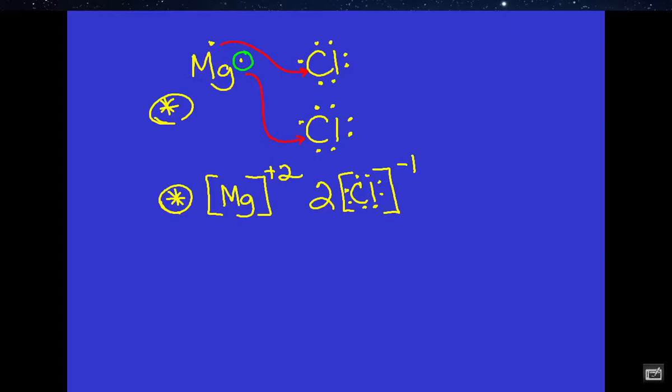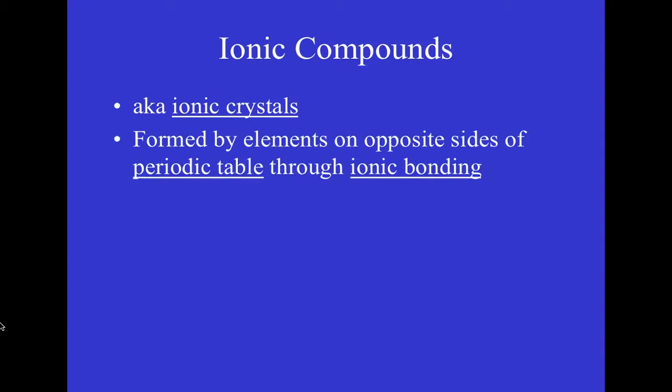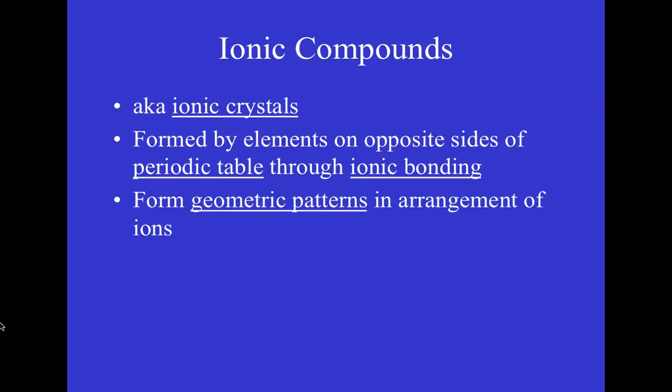Now, we do have some more practice that you're going to be working with, but before we do that, let's finish up talking about ionic bonds and some of their properties. Sometimes ionic compounds are called crystals, and that relates to the structure of how the ions are arranged. Ionic crystals and compounds, remember, are formed from elements on opposite sides of the table through ionic bonding. They're called crystals because of the geometric patterns that they form. And this gives us the different types of crystal shapes that we can see.